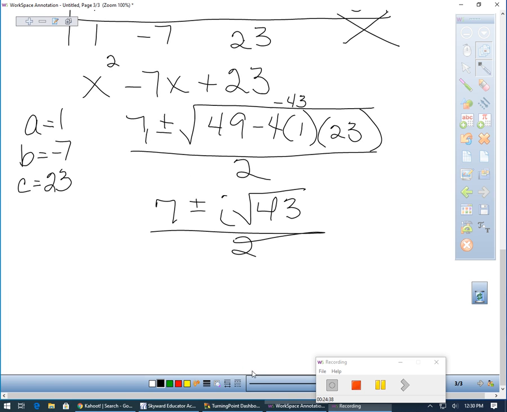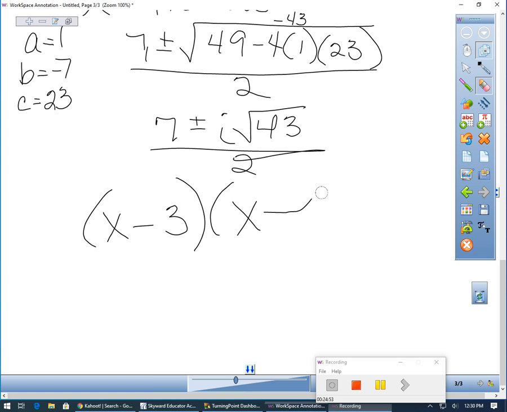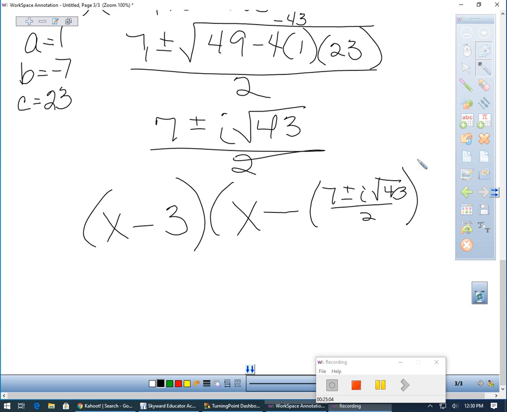So as we write it as a factor, remember that first factor that we had as a 0 was 3. How do I write that as a factor? X minus 3. Then for our next 2, we have x minus, and then you can put it all in one group together. So I'm going to put it like this as 7 plus and minus i root 43 all over 2.